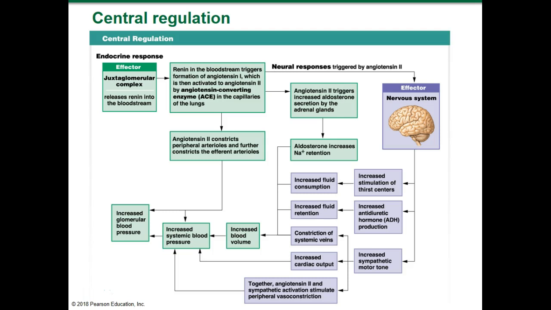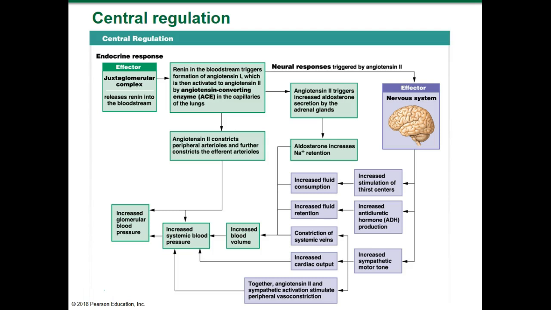That triggers formation of angiotensin 1, activated to angiotensin 2 by an enzyme called ACE in the capillaries of the lungs. Angiotensin 2 constricts the peripheral arterioles and further constricts the efferent arterioles. So that's going to help increase pressure in the glomerulus. Then we have increased glomerular blood pressure as a result of that. We also have increased systemic blood pressure.